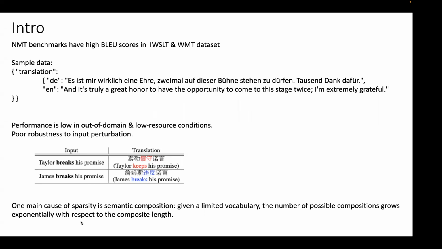Okay. But I think this example is not really very good, and it's not really aligned with their main claim. They're saying that the main cause of sparsity is semantic composition. So even if you have a limited vocabulary, the possible combinations grow exponentially, and that will cause poor performance. Yeah, when you compose all the vocabulary together. I will have more examples. Yeah, I don't quite get why the sparsity really matters here.